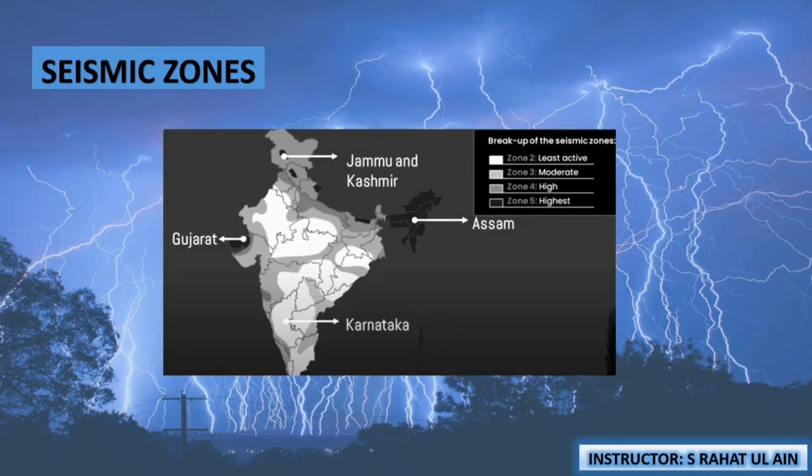Now, India's seismic zones. Every area is not vulnerable to earthquake. There are a few points which are like high alert zones, some are like moderate zones, and some are low alert zones. The black ones are the high alert zones, and then we have moderate and least. So Jammu and Kashmir, Assam, Gujarat, these are high alert zones. You might have heard an earthquake of 7.2 magnitude, 8.1 magnitude came over there.